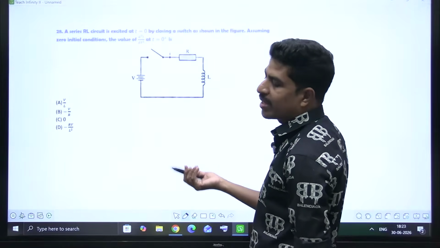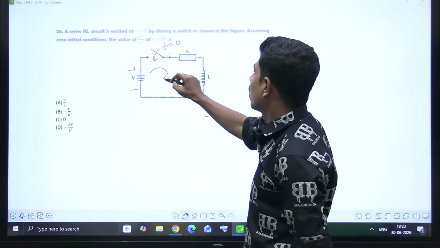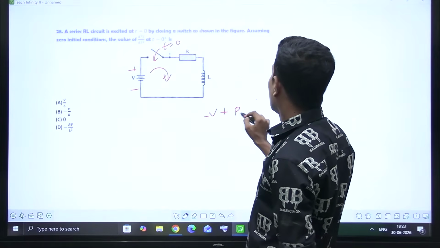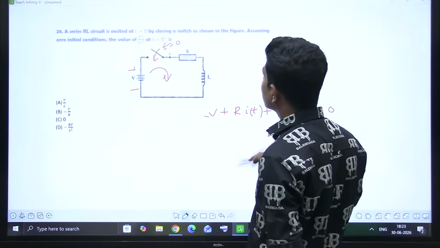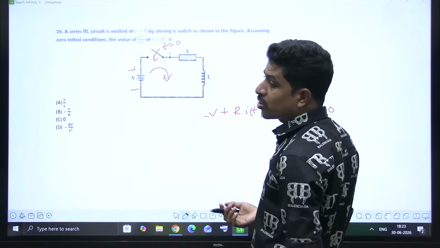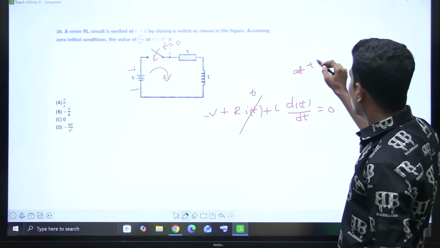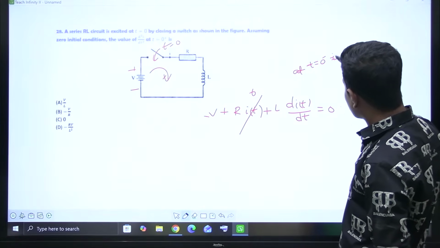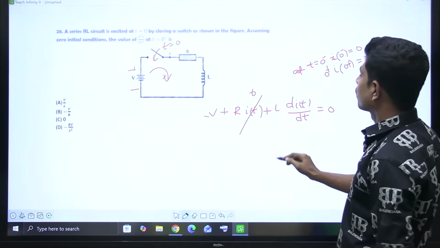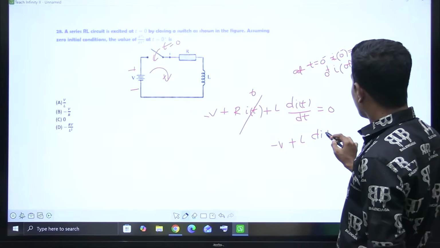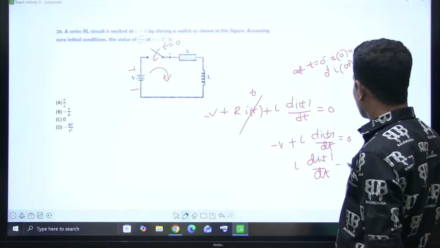First, let's get the di by dt. Minus v. Why minus v? This is plus minus, and the switch is closed at t is equal to 0. Minus v plus R into I of t plus L di of t by dt is equal to 0. Now, as the switch is closed at t is equal to 0, the current is 0. All this we are doing at t is equal to 0. At 0 minus, the current is 0. At 0 plus also, the current is 0. Minus v plus L di of t by dt is equal to 0. L di of t by dt is equal to v.